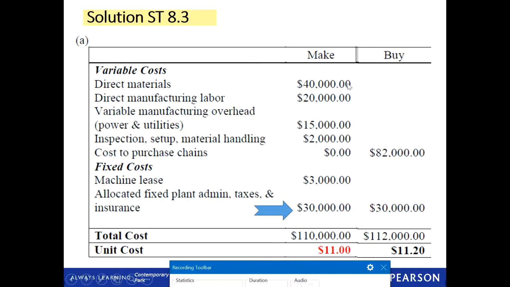Now see, this is 0. This is 0 because we are not spending. Variable cost will be gone here. Inspection and setup, this one will not be here as well, because it was a fixed cost based on if you make it, right?